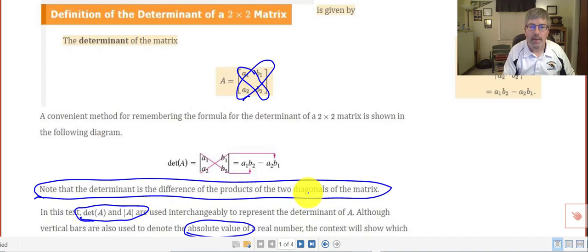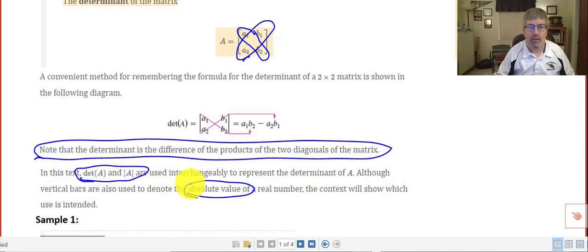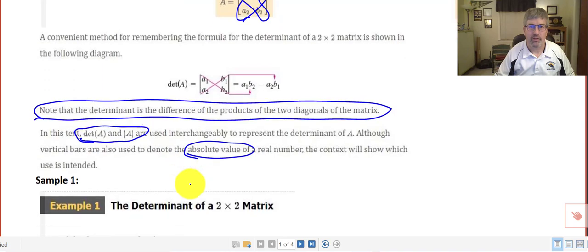Be careful, order matters, so make sure you start in the upper left and go to the lower right, and then go to the lower left and to the upper right. Don't reverse that process. We will also use essentially the absolute value bars here, but it's not absolute value, to represent the determinant of a matrix. So we'll use this notation, the determinant of A, or the vertical bars surrounding the A, to indicate we're looking for the determinant of that particular matrix.